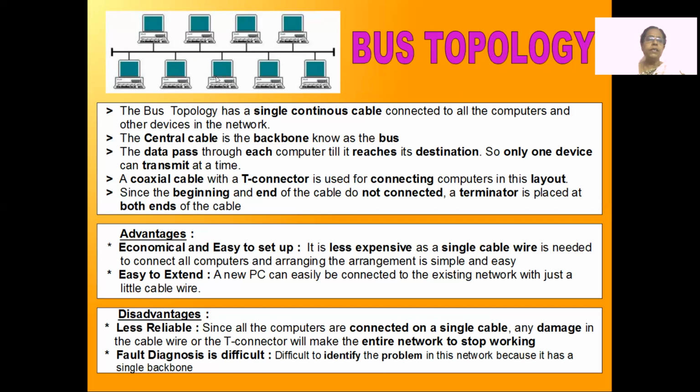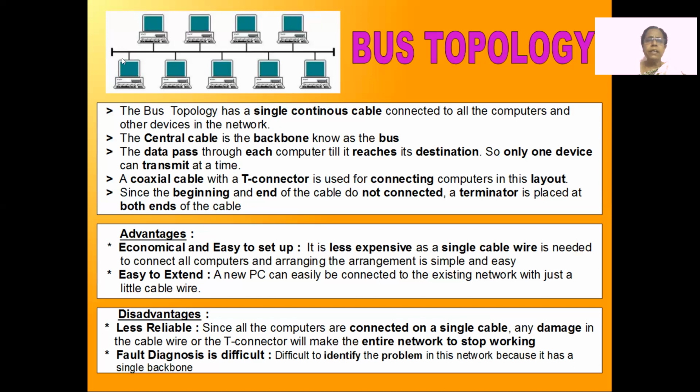So only one device can transmit at a time. If you transmit again, it will go only in one device. All won't get the same information immediately. And on this type of a device, most commonly used type of cable is the coax cable. Coaxial type of cable, and it has a T connector. You can see these ends, they are called the T connector. So it is used for connecting computers on this type of layout.